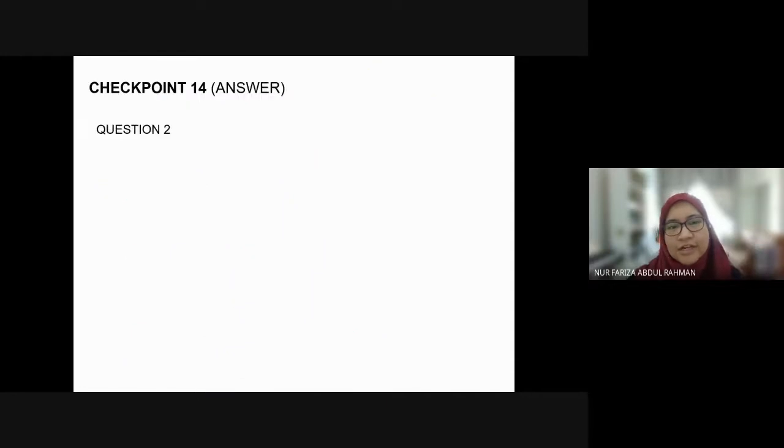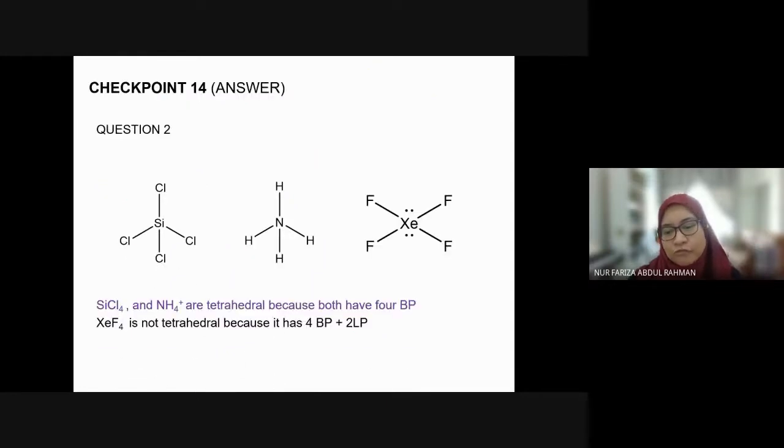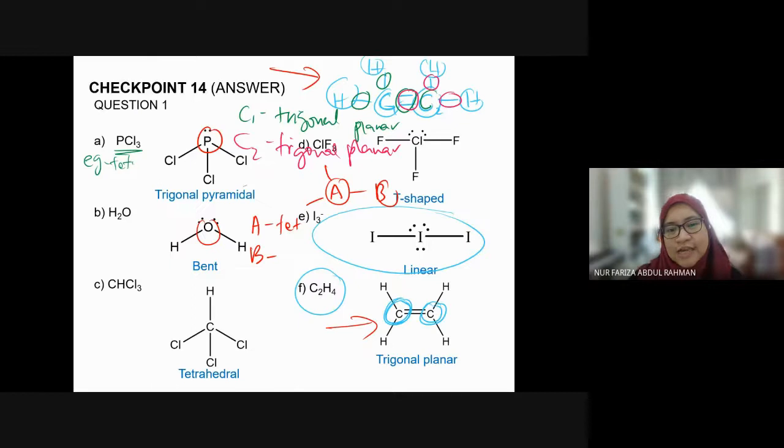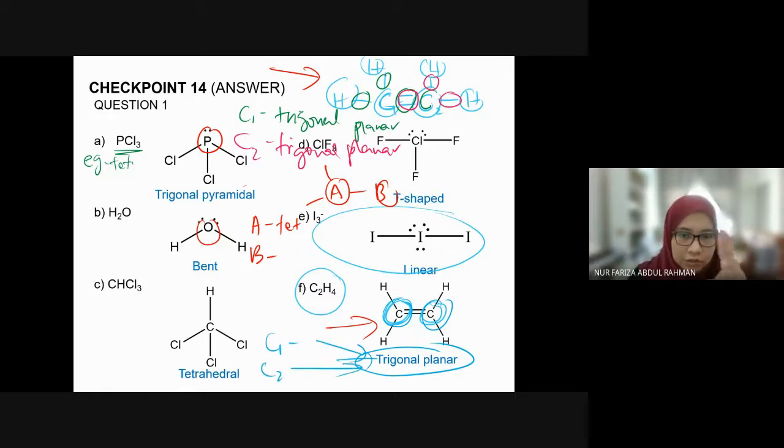Kalau dekat sini, kenapa jawapan dia tunjuk begini, dia macam senang, trigonal planar macam tu. Sebenarnya dia identify dua-dua. So this molecule is considered as what we call symmetry. C1 is trigonal planar, C2 pun trigonal planar. Tapi sebaiknya you kena buat macam ni: C1 trigonal planar, C2 is also trigonal planar because there are 2 central. Okay? Right.